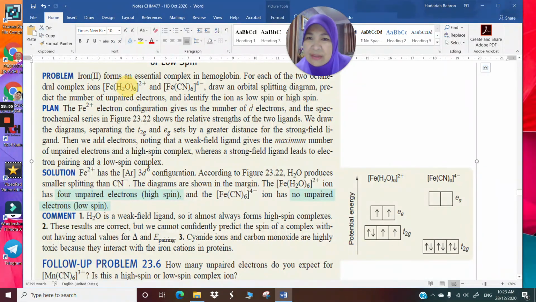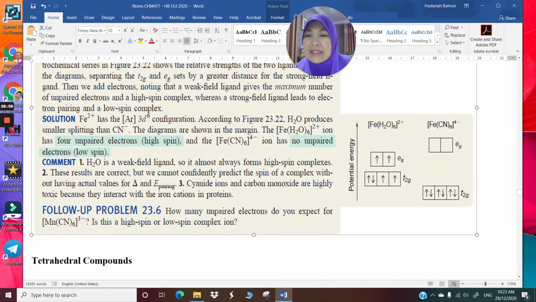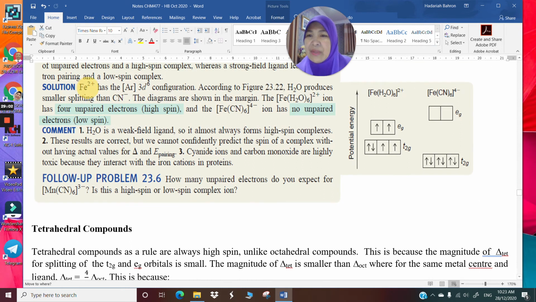So from here, you can easily tell this is iron 2, because this is Fe, water has 0 charge, so the 2 plus is actually the charge of Fe, so that's Fe 2 plus. Similarly, this is also Fe 2 plus because 6 CN minus, the overall is 4 minus, so this must be 2 plus. So you determine that it is Fe2 plus, you look into your periodic table, you will see that Fe2 plus is argon 3d6. It has an electron configuration of argon 3d6.